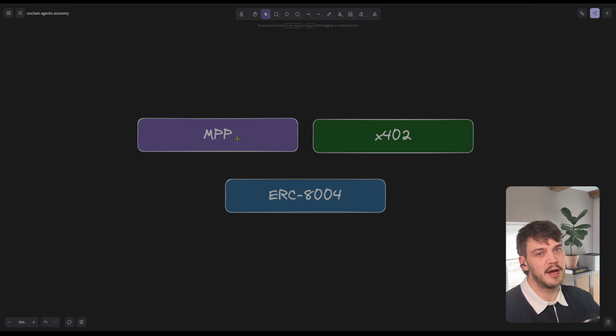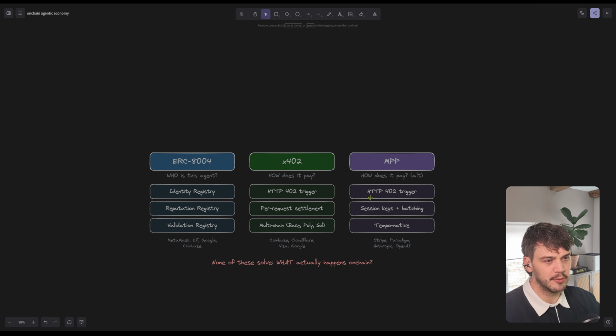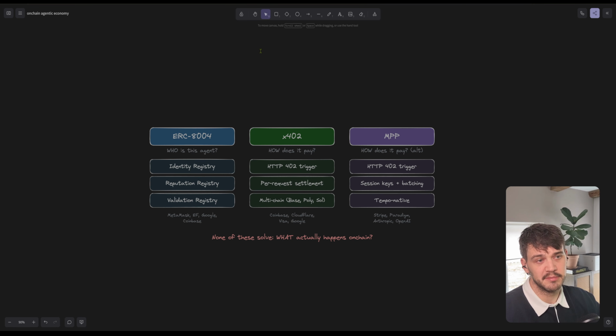What happens after the payment is signed? Who guarantees that the transaction actually lands? And that's the missing part that I want to break down today. The best way to do that is by starting with what these actually do. So if I scroll down here, we'll start with ERC-8004, the agent identity.